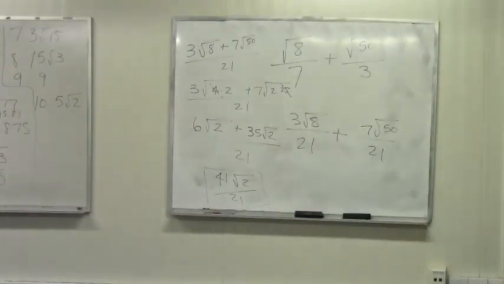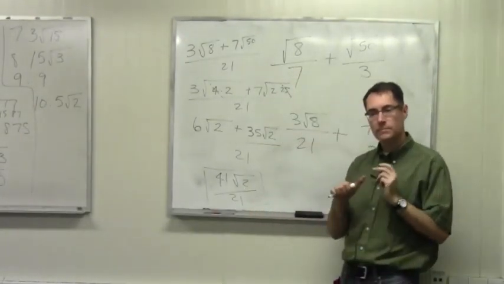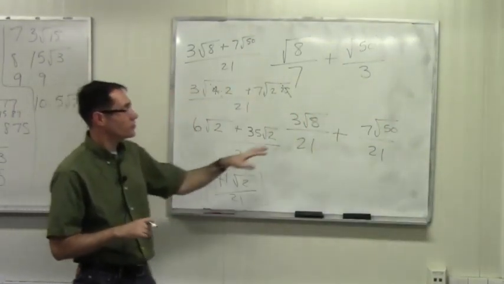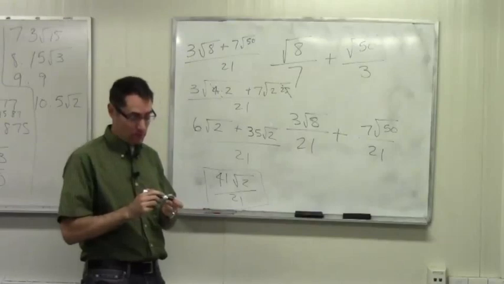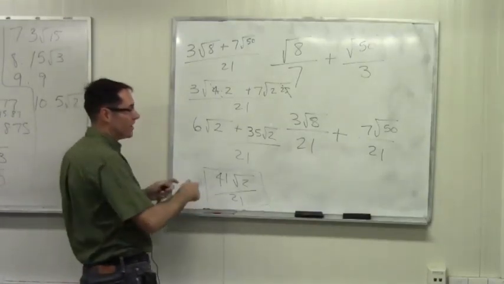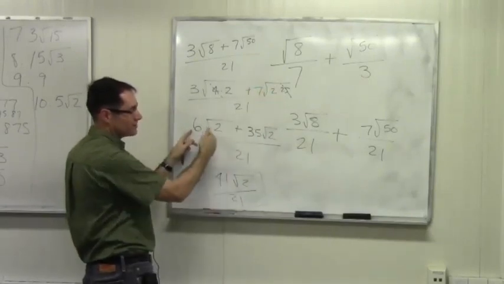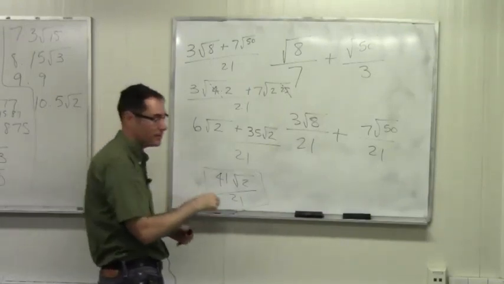Is that what the answer was on this one? 41 square root of 2 over 21. That's right, yeah. You reduced, oh, you could do that. But you can't add them until after you do the common denominators. But you can do that first. You would end up with this divided by 7 over here, 3 over here. It wouldn't be 6 and 35, though. That's cool.